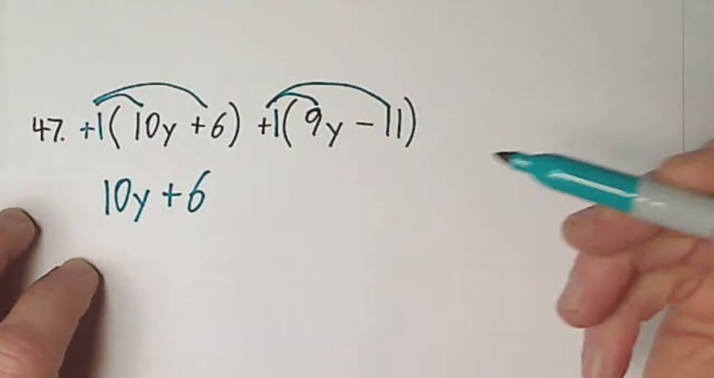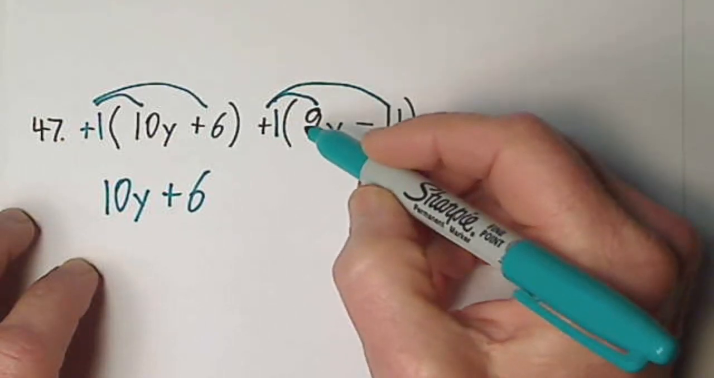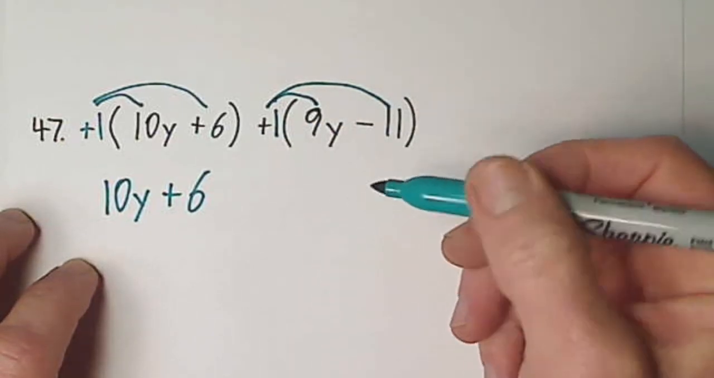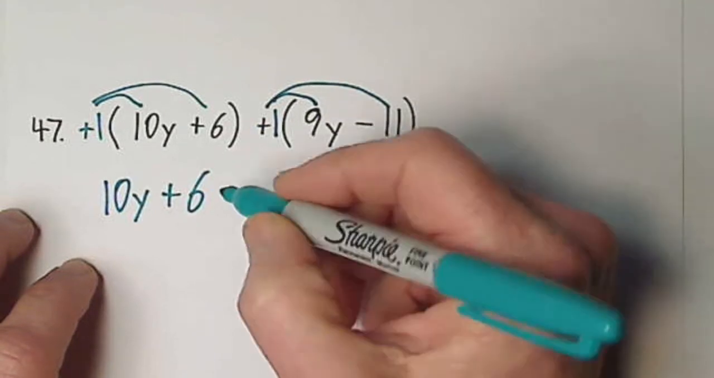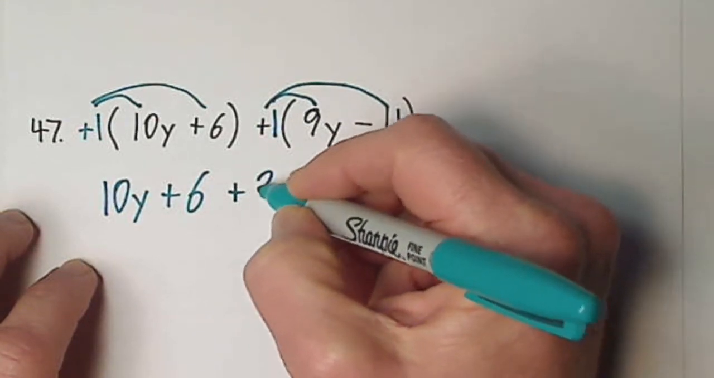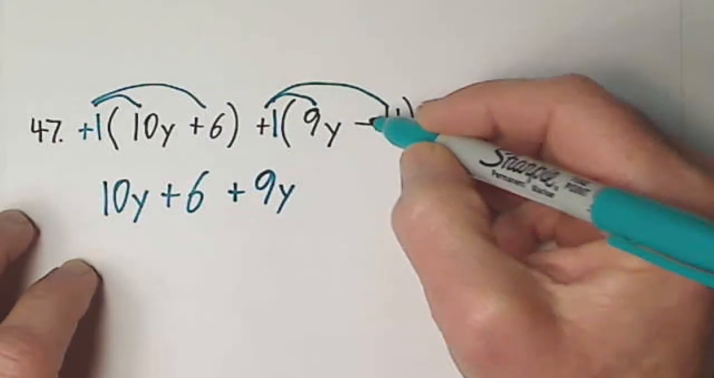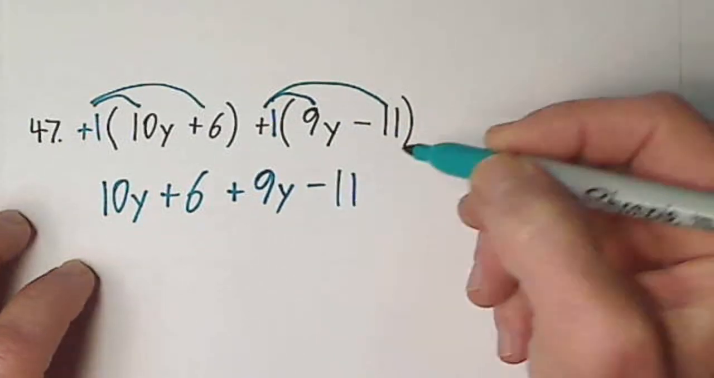So again, we just drop the parentheses. This is a positive 9y. It was positive, and we multiplied by a positive. So it's still positive 9y, and that's still negative 11.